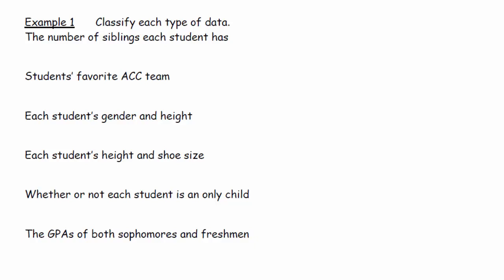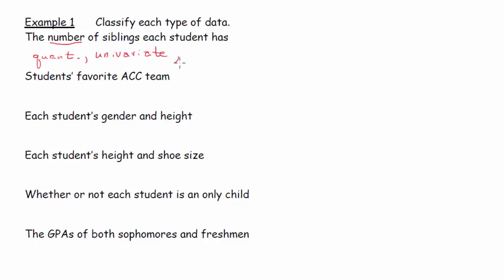In this first example, we have the number of siblings each student has. The first question I'm going to ask myself is, is this categorical or quantitative? A number here tells me that this is going to be quantitative. Next I'm going to ask, is this univariate or bivariate? Am I collecting one number or two numbers? This is just a single number, the number of siblings, so this is going to be univariate.